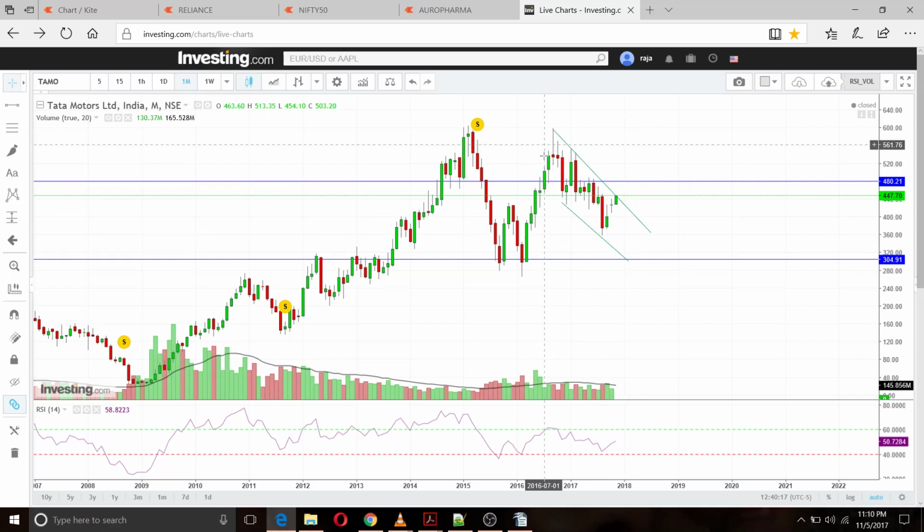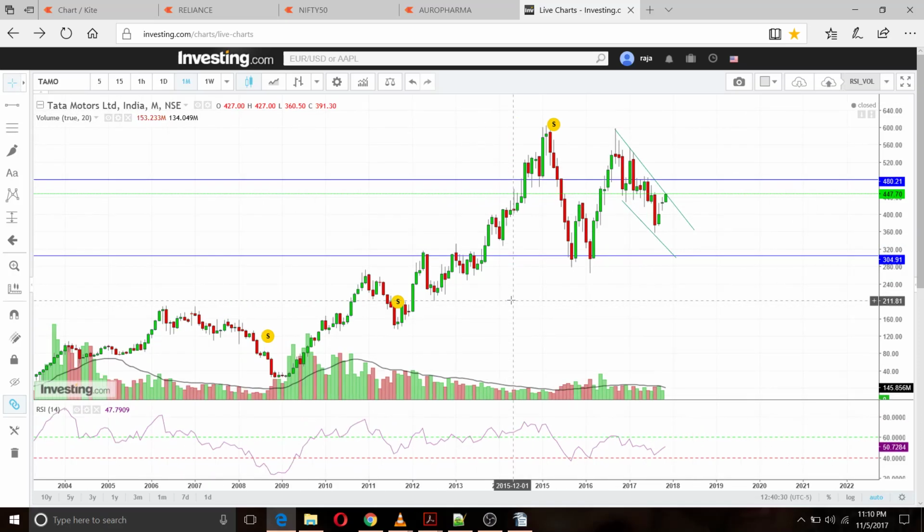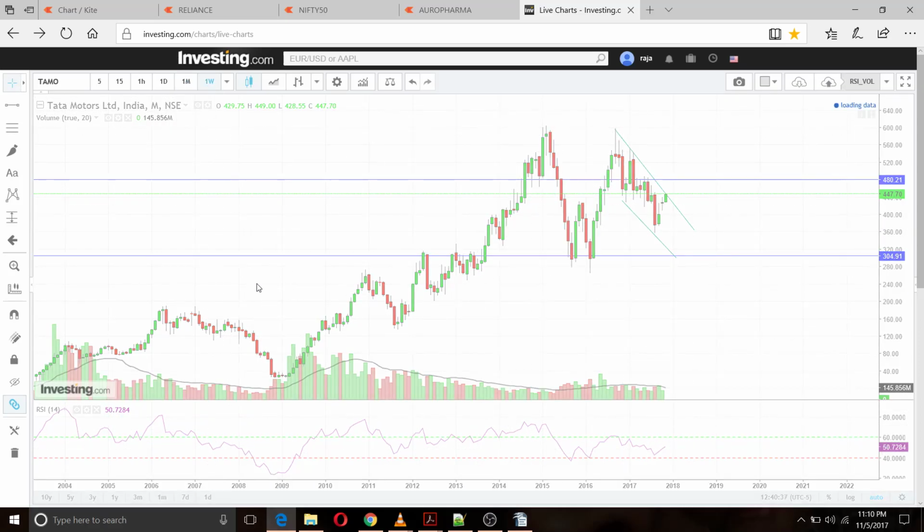From this level we have to keep watch because this is a flag pattern, and we have to see what is happening here. We will see what is happening at a smaller time frame before we come to a conclusion. So RSI currently on the monthly chart is struggling. Now let's move to the weekly chart.